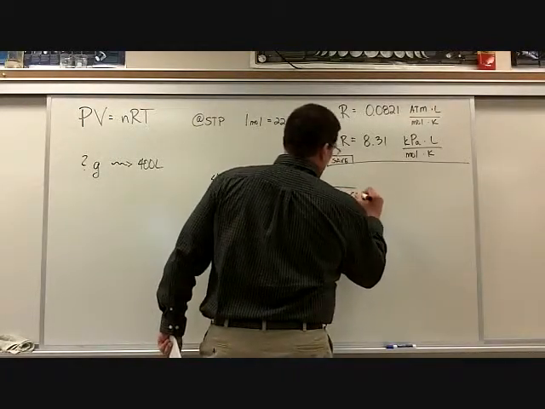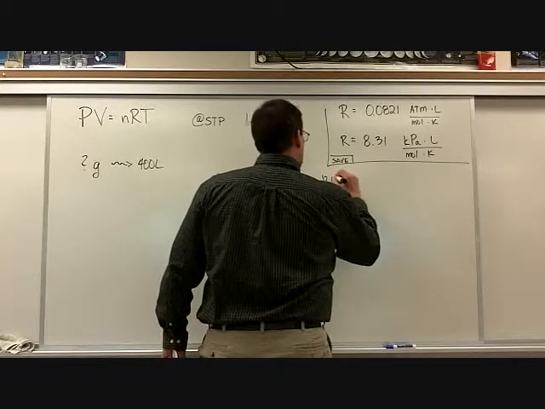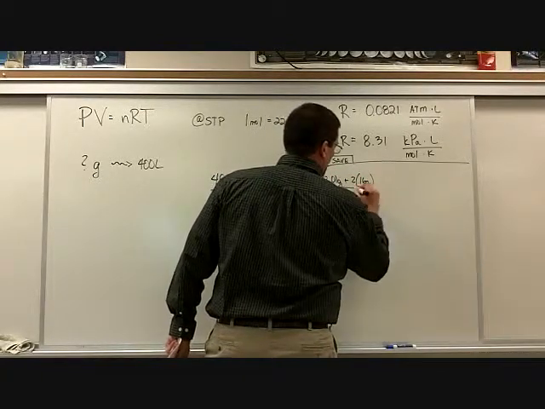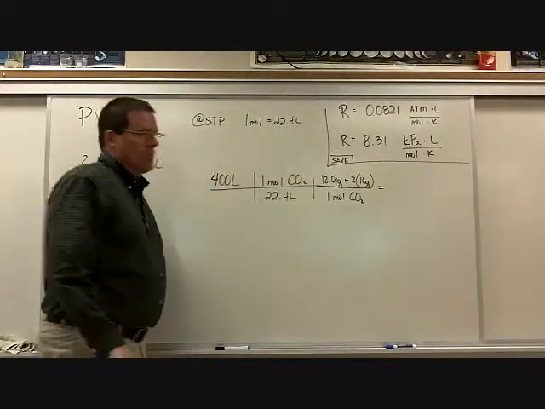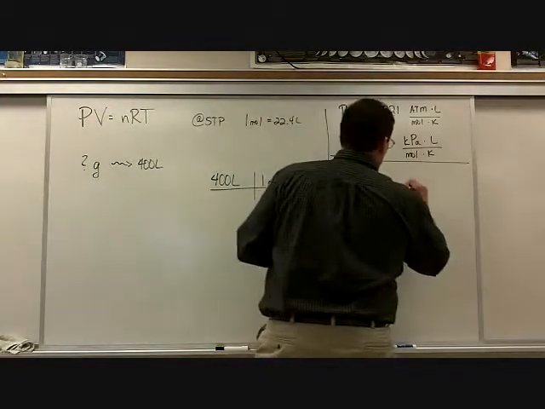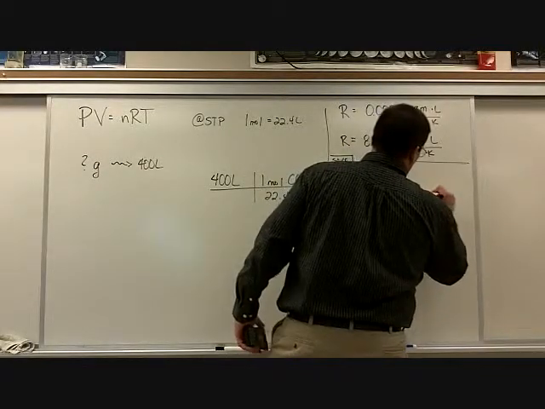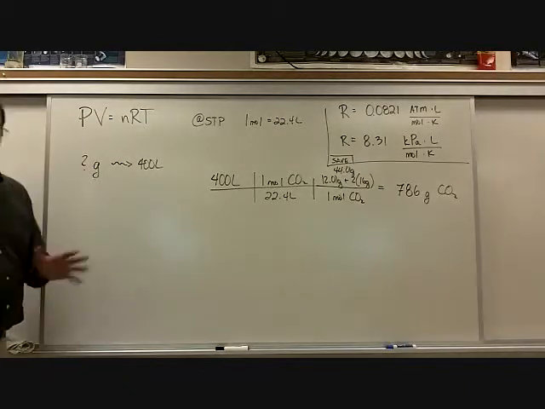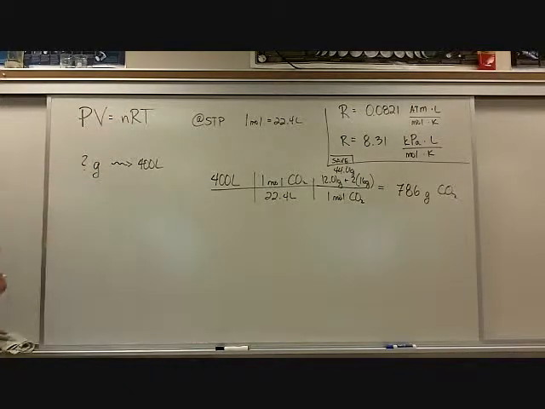So 1 mole of carbon dioxide is 12.01 plus 2 times 16, and we'll get a value for 786. Somewhere in here. Okay. So 786 grams of carbon dioxide. Now that's one way to work it out. The other way, do it the old-fashioned way.